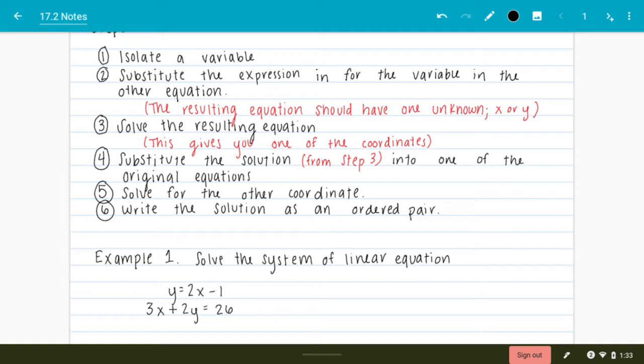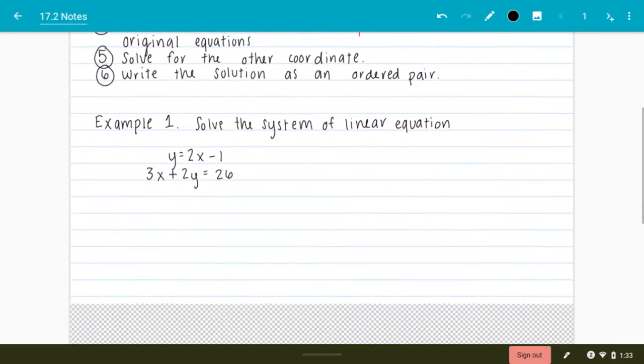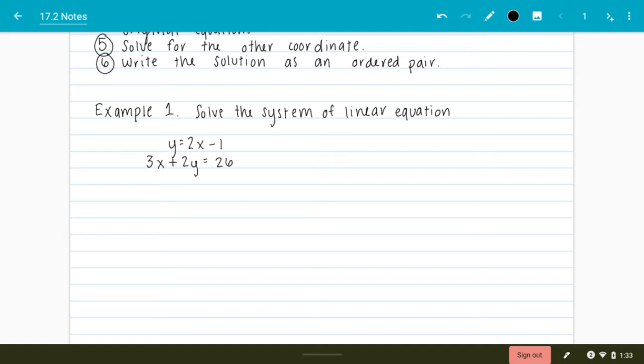That will leave us with an equation with one unknown. We are going to solve that equation. After we know what that one variable equals, that's its coordinate, we're going to substitute it back into one of the original equations and solve for my other unknown, and then we're going to write our answer as an ordered pair. So my first example, it says solve the system of linear equations.